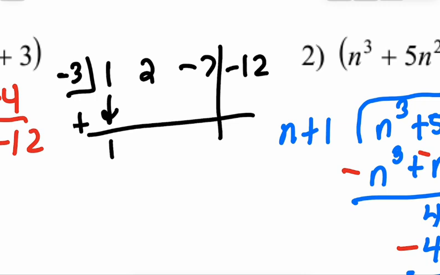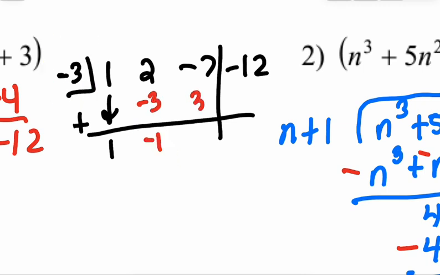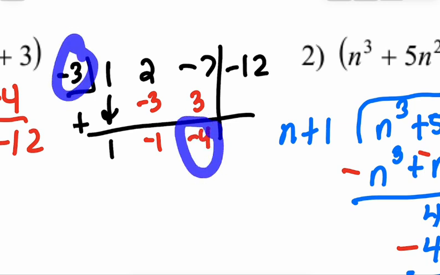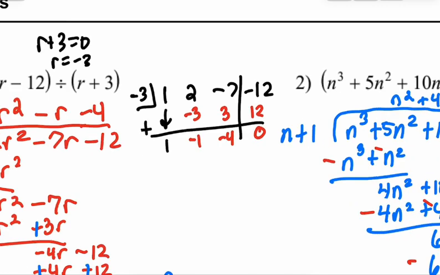Now, if synthetic division works, we should get the same exact answer we got before, which we're going to. We're going to multiply, write it down, add them up. Multiply, write it down, add them up. Multiply, write it down, add them up. Remember, we got a 0 remainder the first time we did this problem. That's a good sign. We did get it.